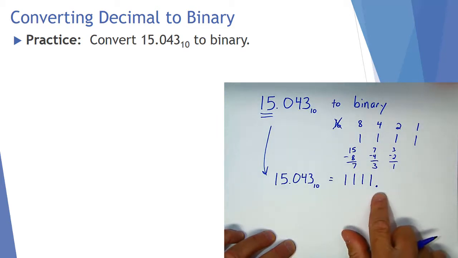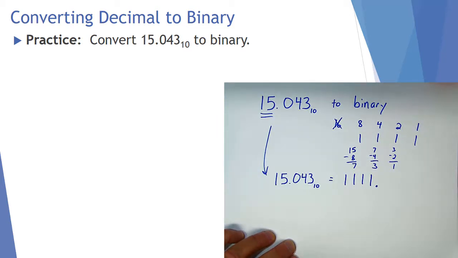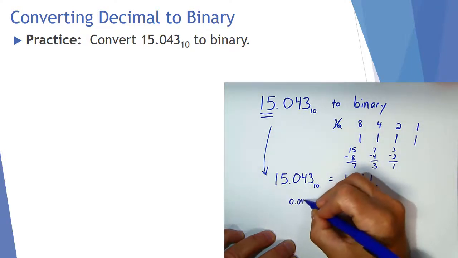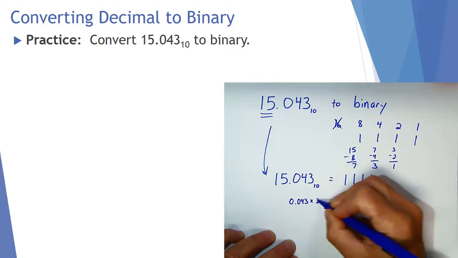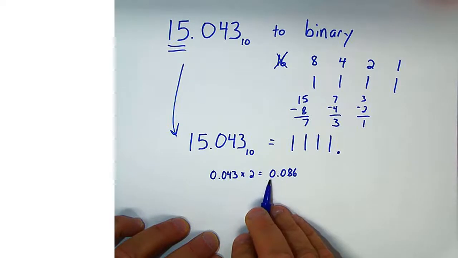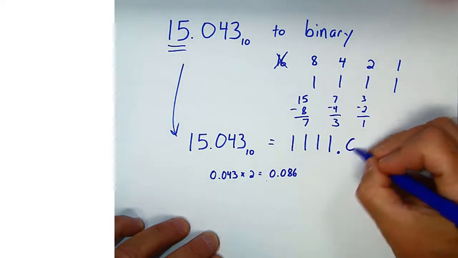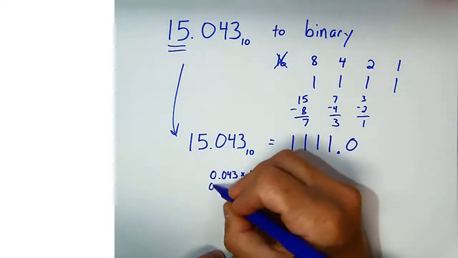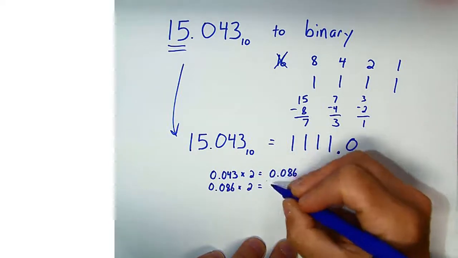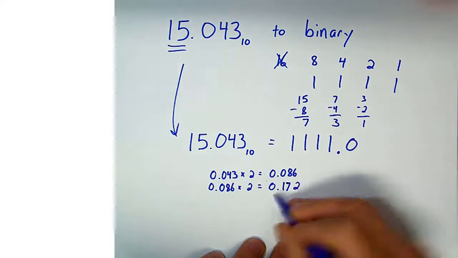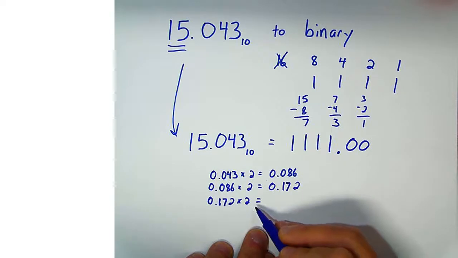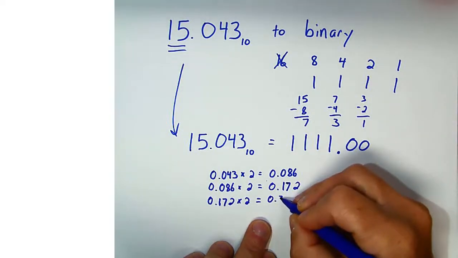Now let's figure out what our places to the right of the binary point are going to be. So again, we take that decimal, 0.043, and we multiply it by 2. And that gives us 0.086. That gave us a 0 as our leading digit, so we record a 0. 0.086 times 2 gives us 0.172. Again, another 0. 0.172 times 2 is 0.344.